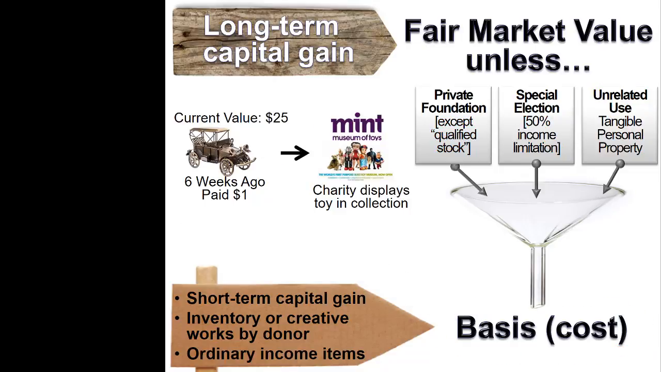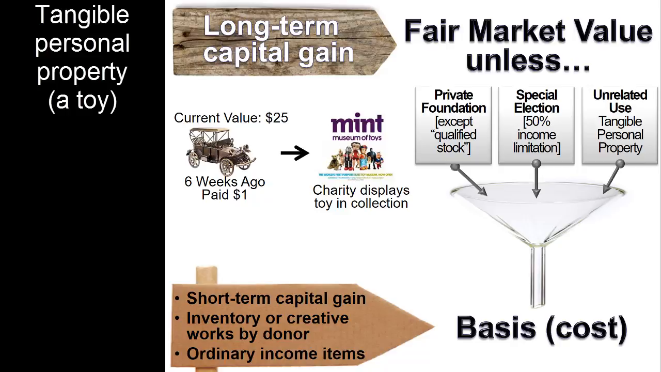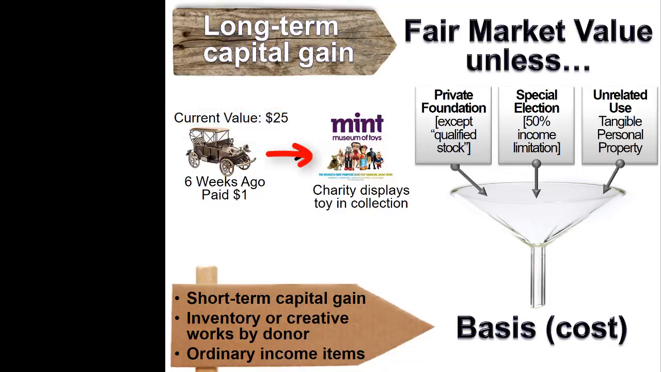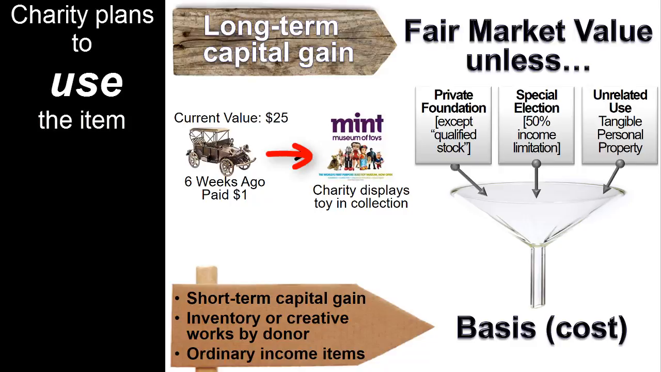Next, consider an example involving a different kind of property. Suppose a donor purchased an antique toy car 6 weeks ago for $1. This was quite a good purchase because today the value of the antique toy car is $25. The donor's plan is to give the toy car to a museum of toys that is also a public charity. The charity is interested in the car for its historical value and intends to display the car in its museum collection. How much can the donor deduct for the gift of the antique toy car given to the public charity?